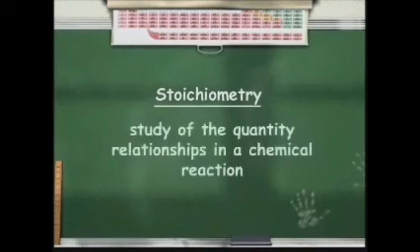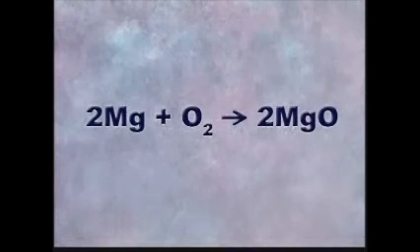Stoichiometry is the study of the quantity relationships in a chemical reaction. Chemical equations must be balanced in order to work stoichiometry problems. Let's look at a balanced chemical equation and see what it tells us. Take a few seconds and use words rather than numbers and symbols to write the equation into your notes. 2Mg plus O2 yields 2MgO.